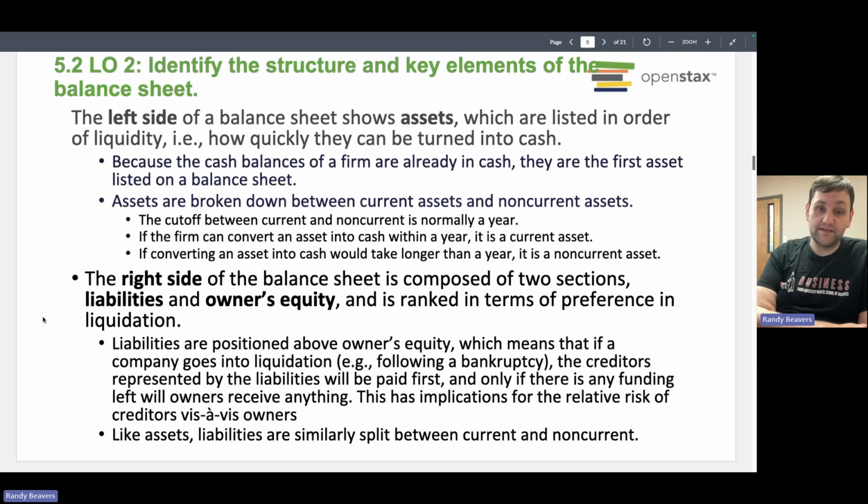owners receive anything. Okay, so this is why equity ownership is very risky, because if the company goes broke, you're probably going to lose all of your investment. Okay. So the riskiness for creditors is not as much as it is for owners. Note again that liabilities are also split between current liabilities and non-current liabilities, just as we described for assets.